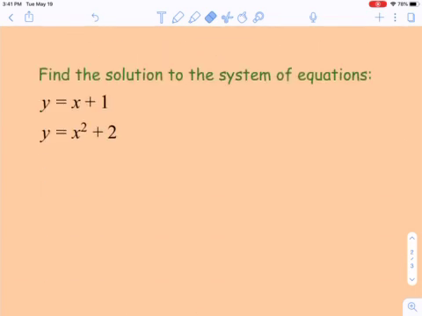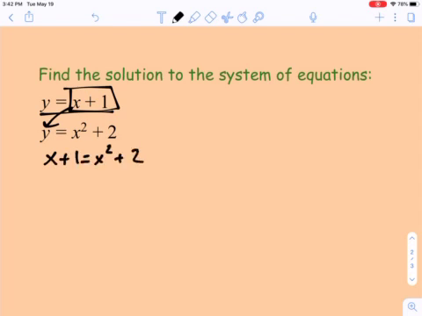We're going to start these systems of equations the same way as we've always started in the past. I'm going to take my linear equation and solve for y, and in this case it's already done. So y is equal to x plus 1. I'm going to take that x plus 1 and substitute it in for that y. That gives us x plus 1 is equal to x squared plus 2. Next, like we did before, let's get the side without the x squared equal to 0.